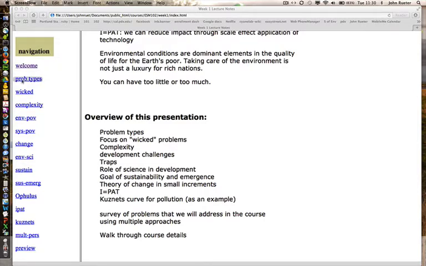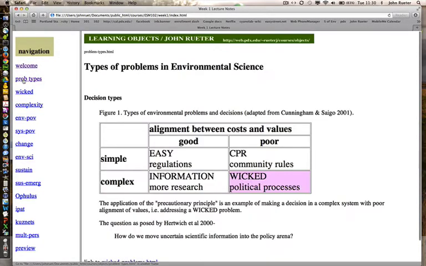So let me start by talking about problem types. It's a good way to address environmental problems from the very first part, to see what's known about the problem, what is the information demand, is it simple or is it complex, and then what's the alignment between costs and values, and that could be between individuals and other individuals, or it could be between individuals and the community.